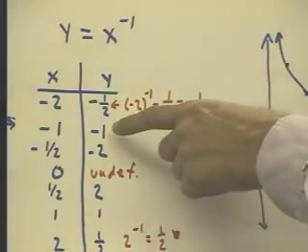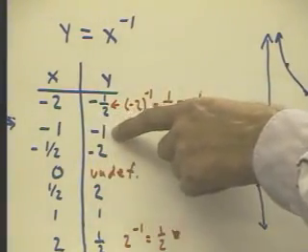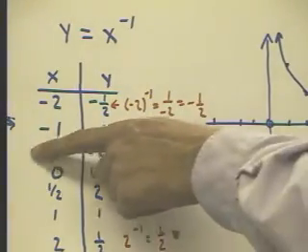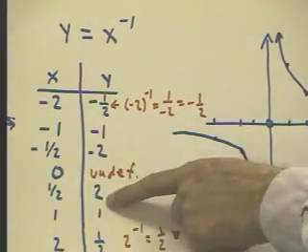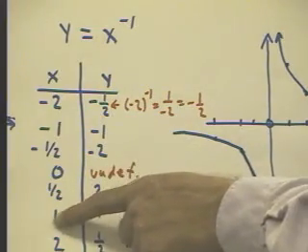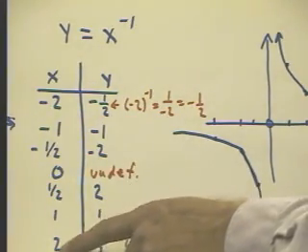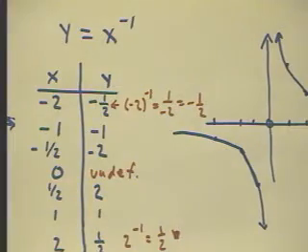If we take the reciprocal of negative 1, we get 1 over negative 1, which is of course negative 1. We're going to ignore the negative 1/2, 0 and 1/2 for a moment. The reciprocal of 1 is 1, the reciprocal of 2 is 1/2.